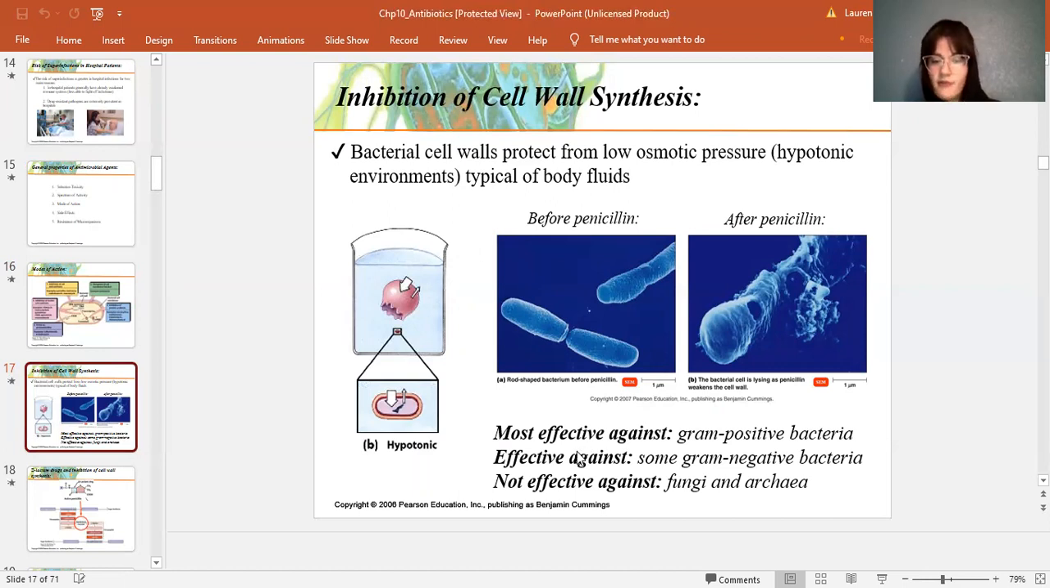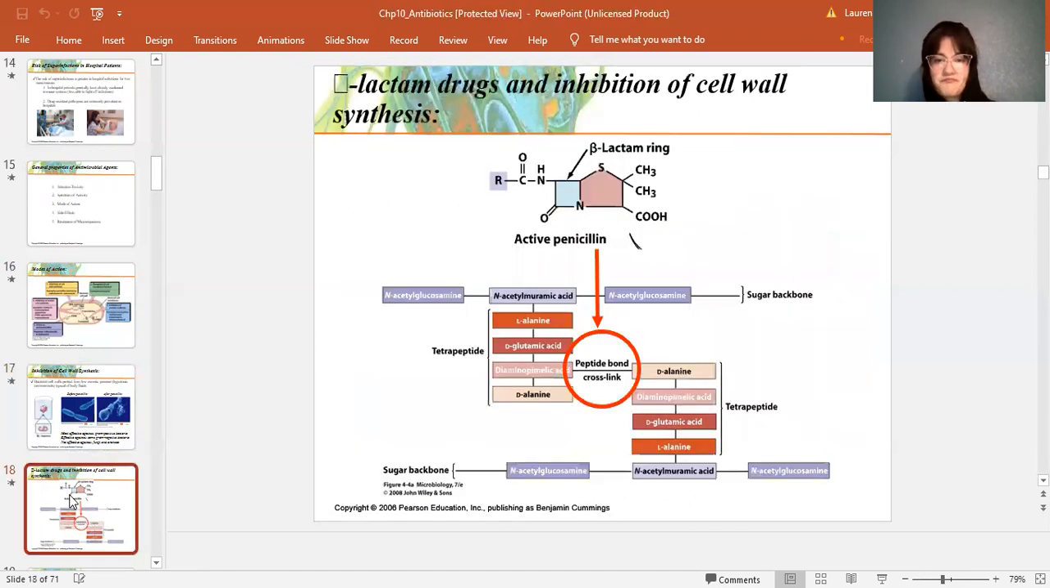Antibiotics that target the cell wall are most effective against gram-positive, effective against some gram-negative, because remember, they have a cell wall, but they're not effective against fungi and archaea because they do not have cell walls. Okay, that's selective toxicity. The whole idea is, I know it's cut off here, but the beta-lactam ring.